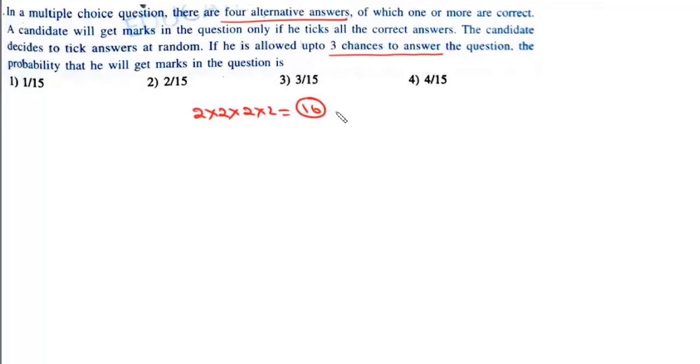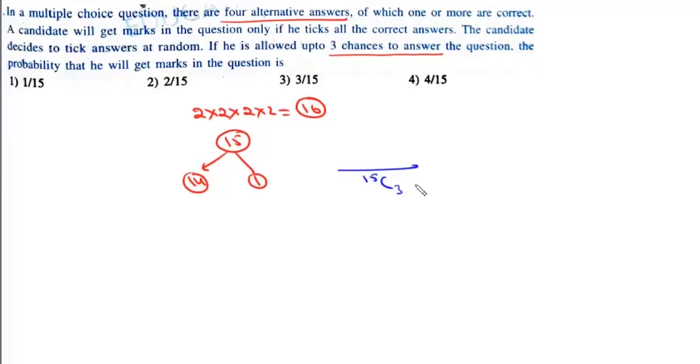So it should have at least one answer. So total choices we have here is 15. Now out of these 15, we have 14 wrong choices and 1 correct choice. So from these 15, he can try any 3.